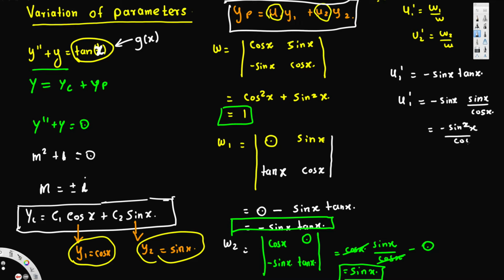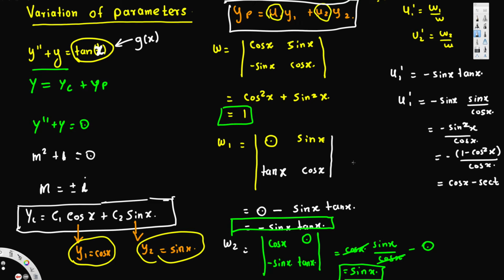divided by cos x. Then instead of sine square x, we can replace that with 1 minus cos square x, because if we bring it into this form, it's easy to integrate. And 1 over cos x, that's sec x. So this is going to become plus cos x minus sec x. 1 over cos, that is sec x.